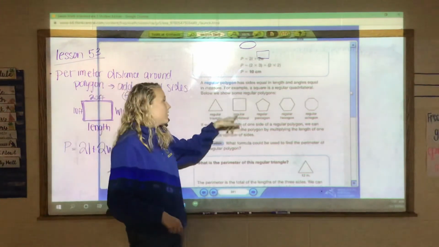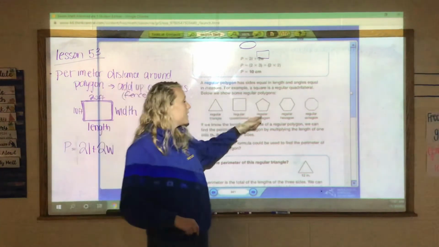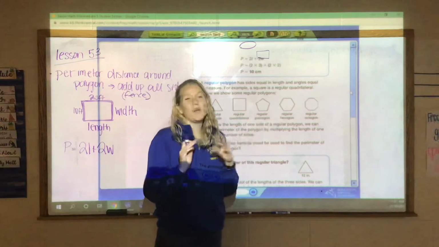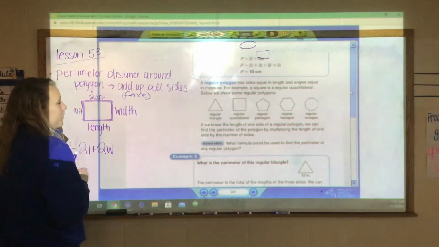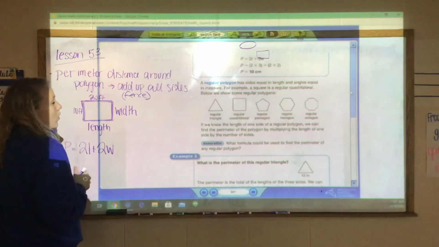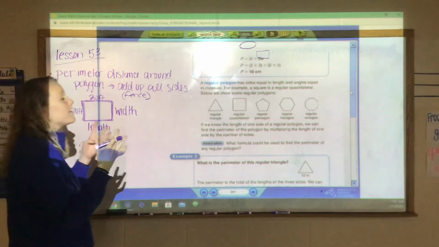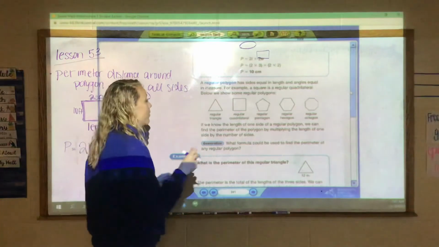A regular quadrilateral would be a square. A regular pentagon would look like this. It's where the sides are the same length. Okay, so what you could do, if you have a regular polygon and you want to find the perimeter.